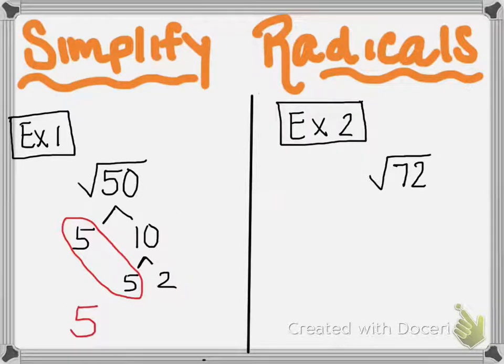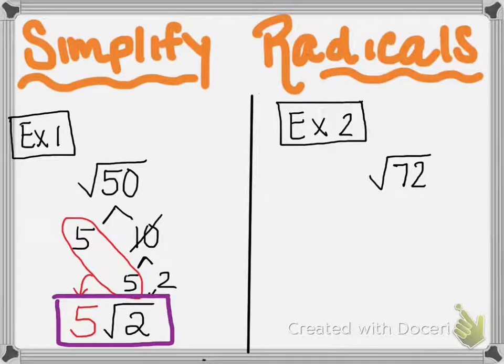So 5 is going to go on the outside of my radical. And then on the inside of my radical is what's left over, anything that doesn't have a pair. And in this case, we already used the 10, remember, to break the 5 and the 2 down. The only number that doesn't have a pair is the number 2. So the 2 is going to go inside of my radical. And that's it, guys. That's my final answer, 5 radical 2.